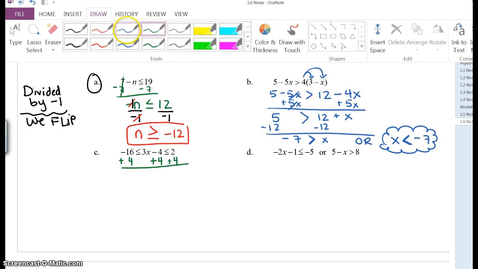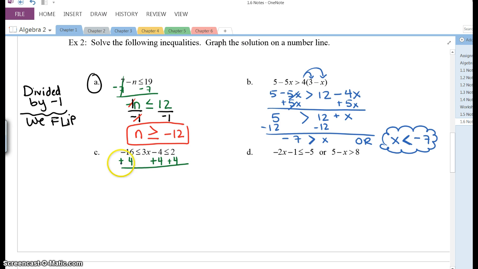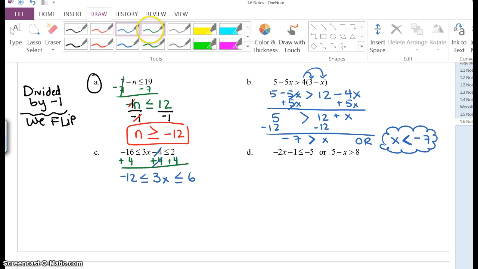And we're going to take our time here. -12 plus 4 is, -16 plus 4 is -12. Is less than or equal to, we're left with 3x, that comes down. -4 plus 4 is 0, and we have less than or equal to 2 plus 4 is 6. Notice that the signs have not changed because we have not multiplied or divided by a negative number.